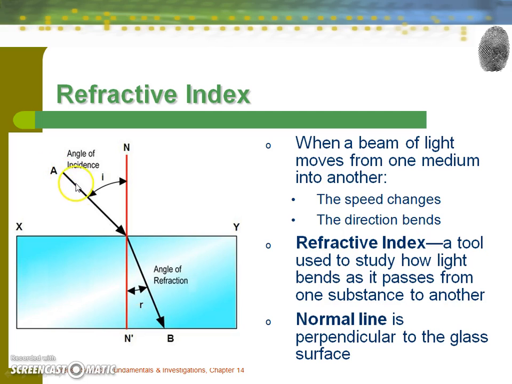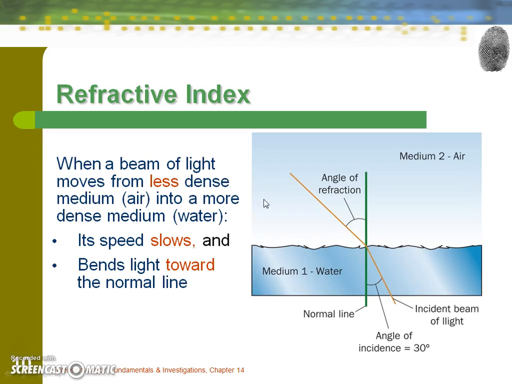So I shine my laser in this direction, and I would expect it to just continue straight through if there was no refraction going on, or bending of the light wave. Depending on what the refractive index is, you're going to get a certain amount of bending toward that normal line. And that amount can be measured and then compared with your unknown sample or known sample.